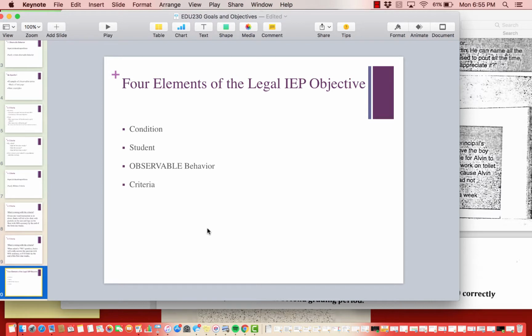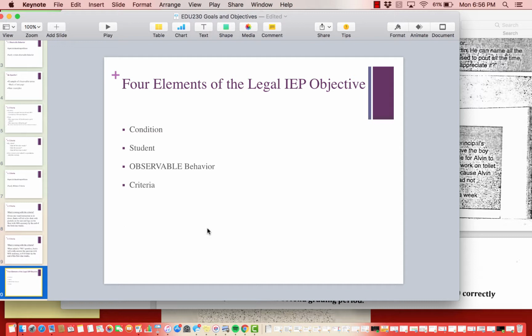All right, so those are the 4 elements of the legal IEP objective. The first is the condition. The condition should include whatever you're going to be using for that evaluation, so that anybody doing the evaluation will be doing it the exact same way. Second is the student name. The third is the observable behavior.